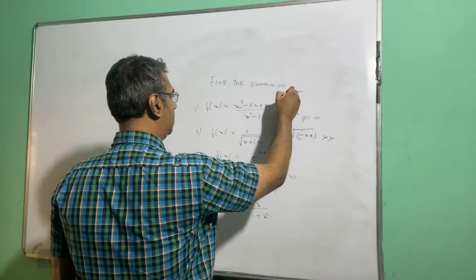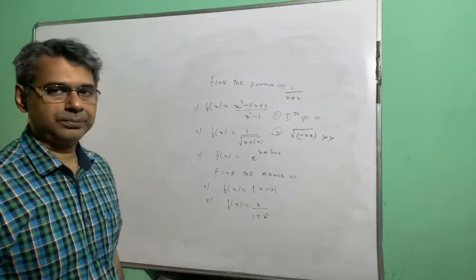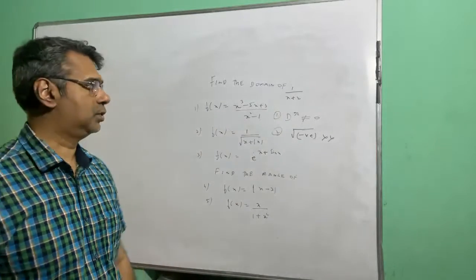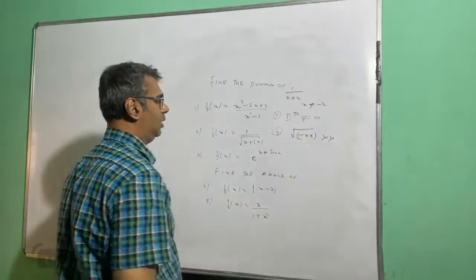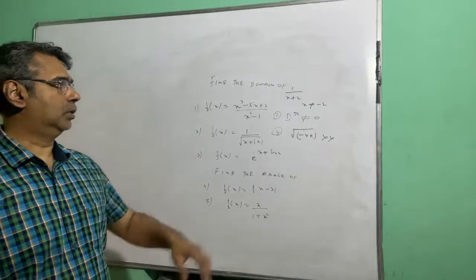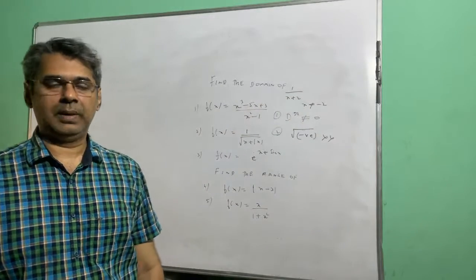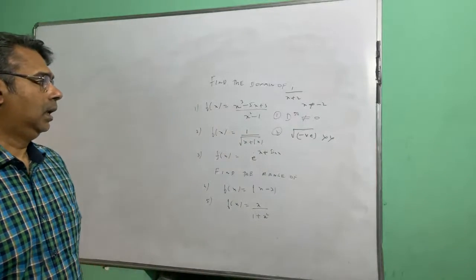Suppose I tell you to find the domain of 1 by (x plus 2). The answer will be that the domain is x not equal to minus 2, because the denominator cannot be 0, right?